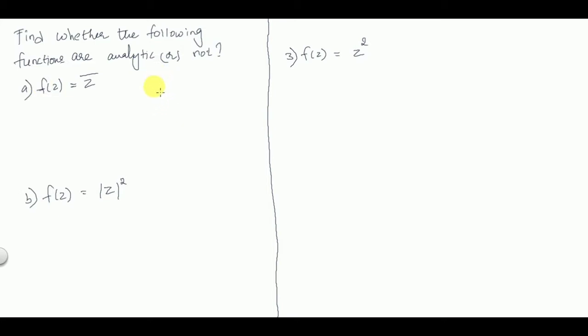So in this video we'll see some of the problems on analyticity. Okay, so how to find whether the given function is analytic or not, and some basic concept problems from previous GATE questions. So we'll see some problems on analyticity and some basic problems from previous GATE.